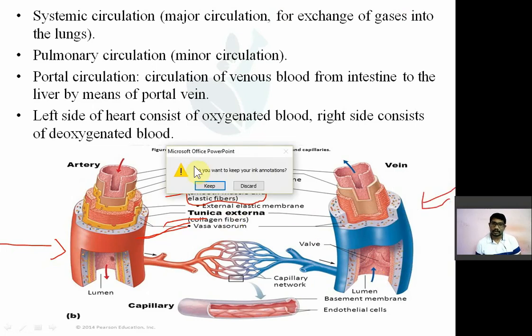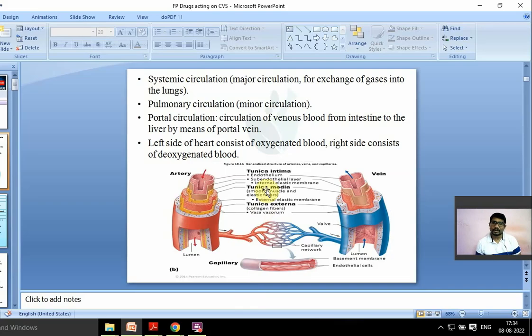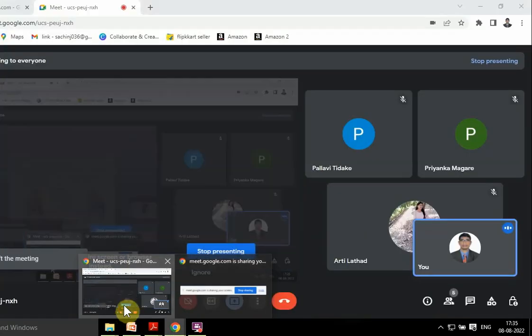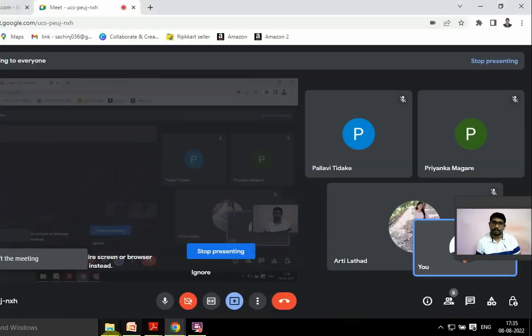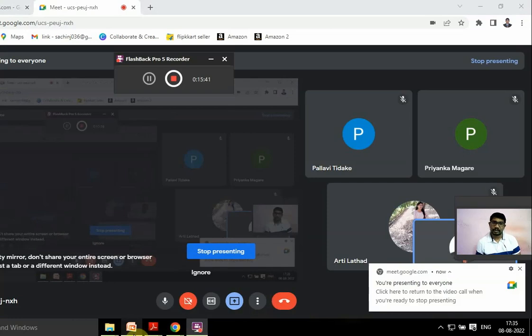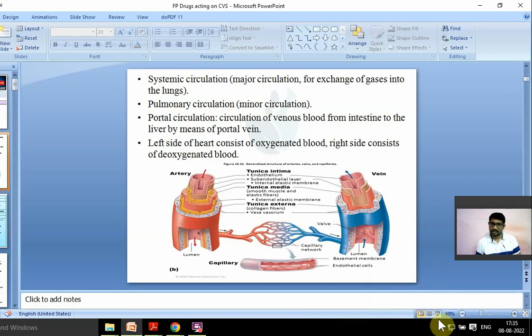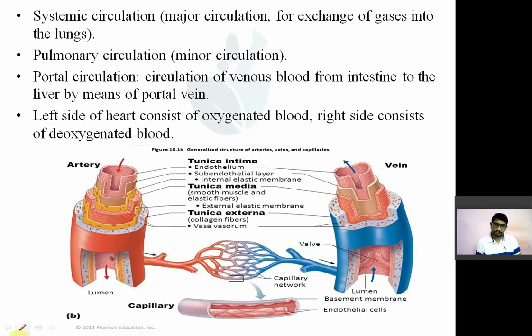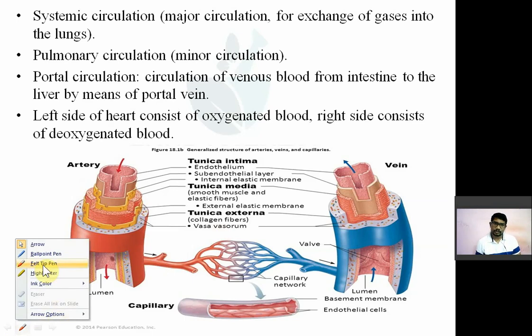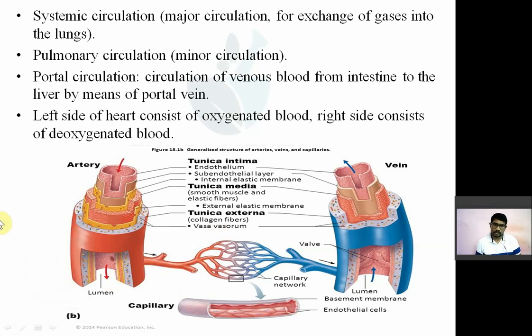So the outer fibrous layer, the middle muscular layer, and the inner layer, which is again made up of epithelium, is known as the tunica intima. These are the structural organization of the veins and arteries. There are three kinds of layers in arteries and veins. Both have the outermost layer known as the tunica externa, made up of collagen fiber.